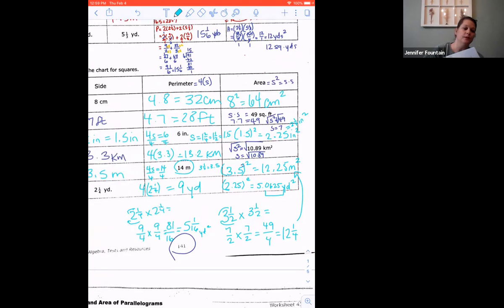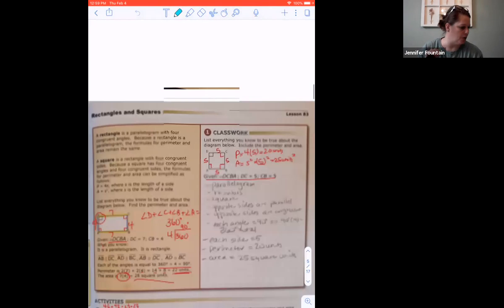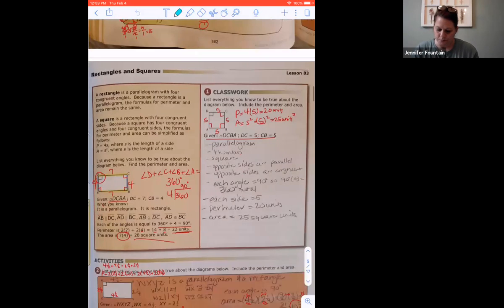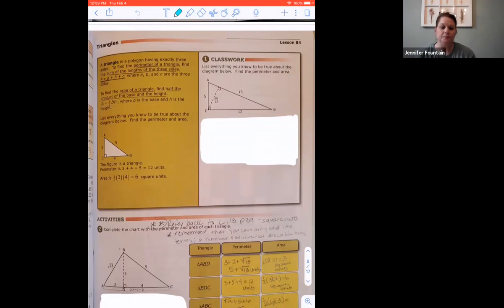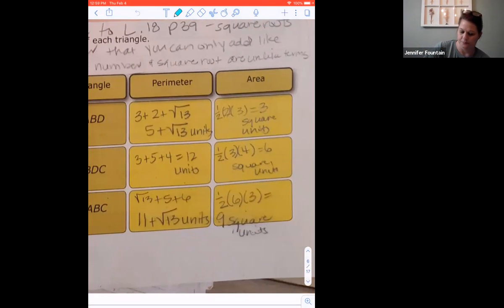Okay, and that was all of our homework, correct? We just had that little part. Okay, awesome. So now I'm going to go back to my notes from the textbook, and we are going to start, I believe, with triangles, lesson 84. I forgot to mark these out. Hang on a second.